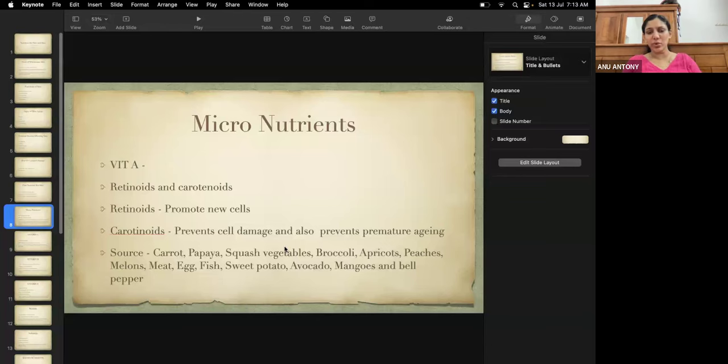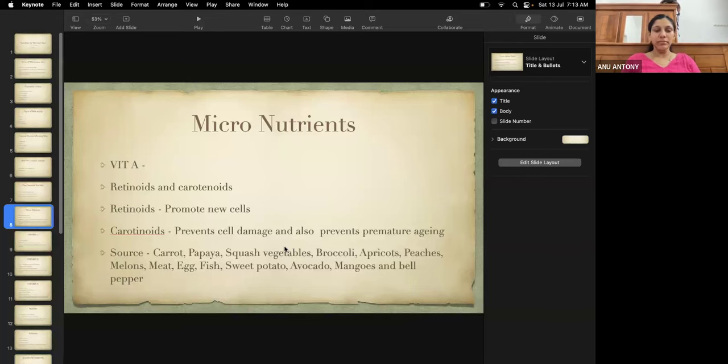Coming to the main sources: all the rainbow-colored vegetables, like carrot, papaya, and squash vegetables. Squash vegetables are things like pumpkin, butternut squash, all those things. Broccoli, and apricot as fruit, and dry fruit also, peaches, melon, watermelon and muskmelon. Rather than watermelon, muskmelon will have more vitamin A content.